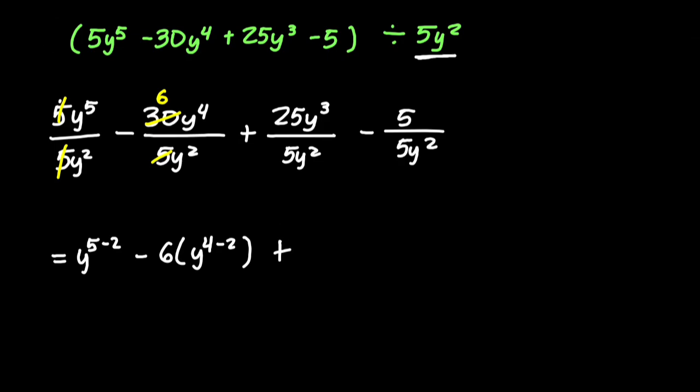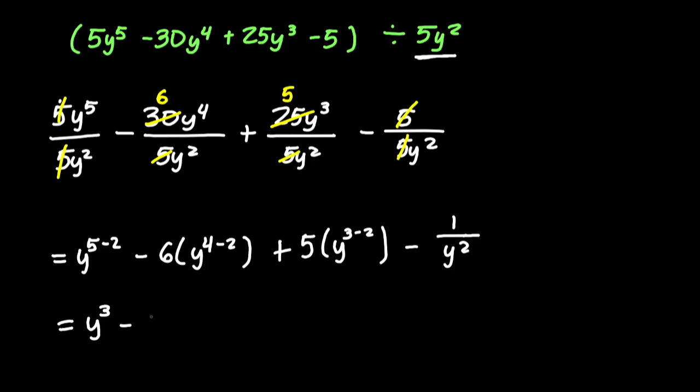Now let's move on to here. 25 divided by 5 would be 5. So it would be 5 multiplied by y cubed minus 2. And now 5 divided by 5, these two will cancel each other out. So it will just become 1 over y squared. The final answer here would be y cubed minus 6y squared plus 5y plus 1 over y squared.